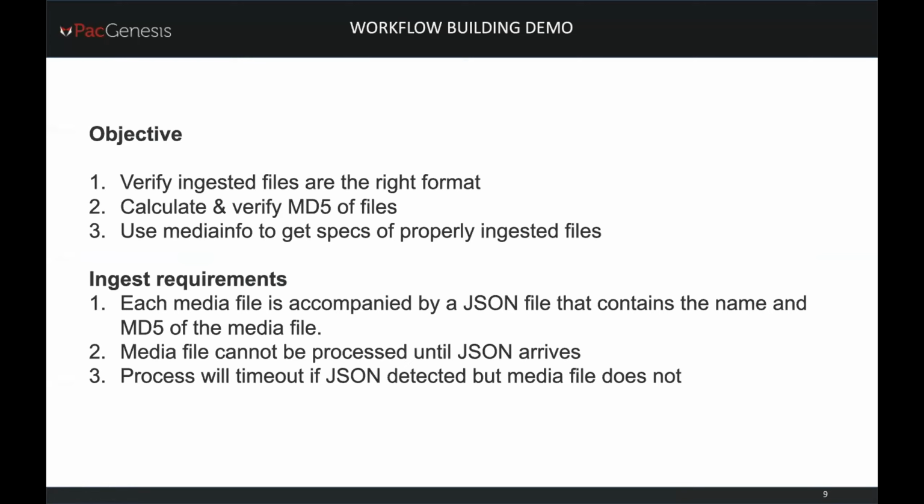If they're in the correct format, and their MD5s are correct, I want to use media info to pull the specific details from the video file. So my ingest requirement is that each media file is going to have a JSON file that contains two fields. One of them is the name of the media file, and the other is the MD5 that media file is expected to have.